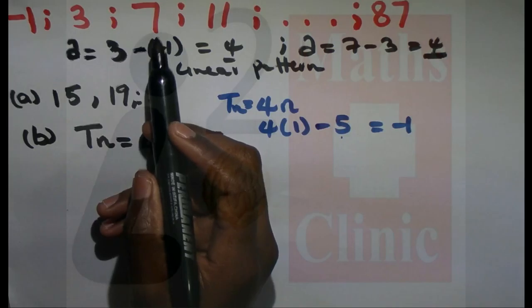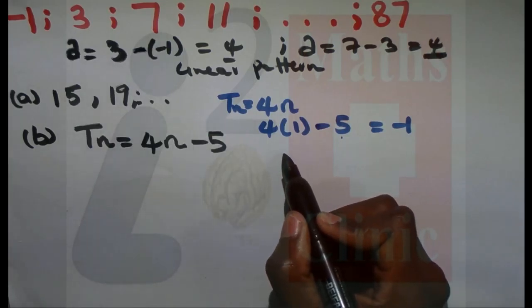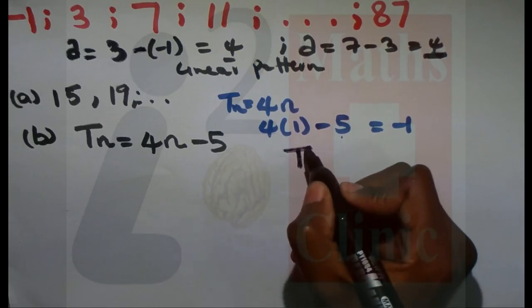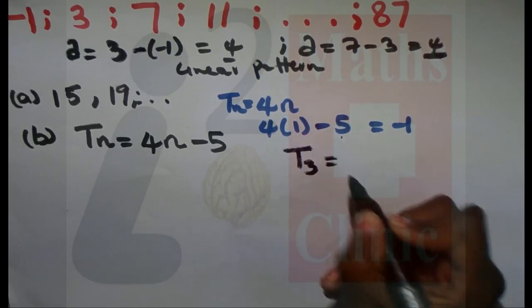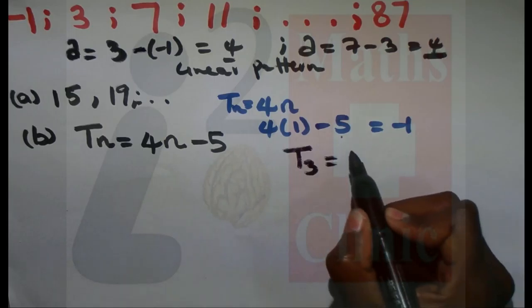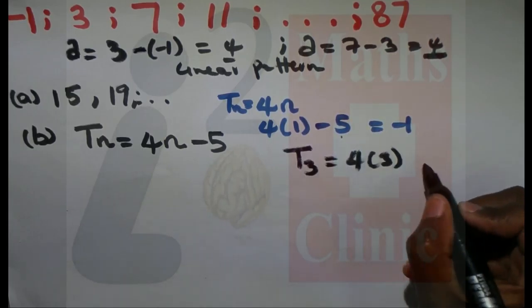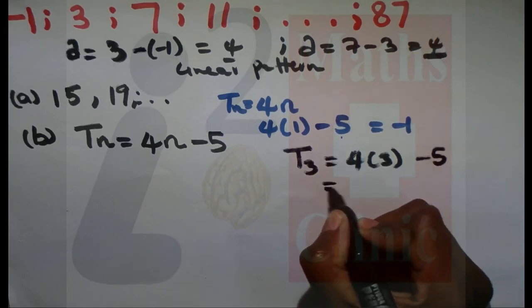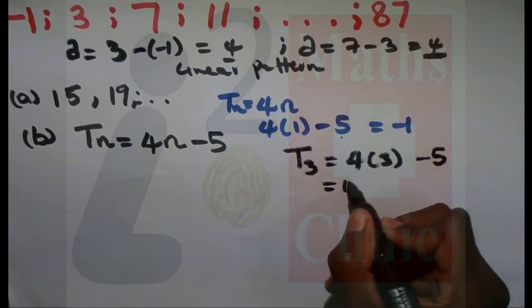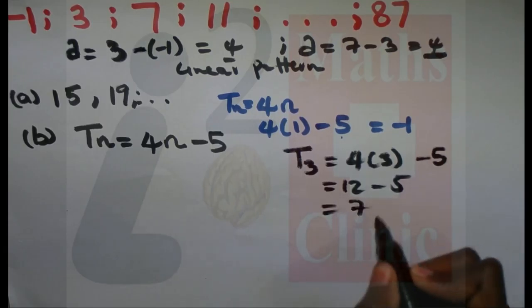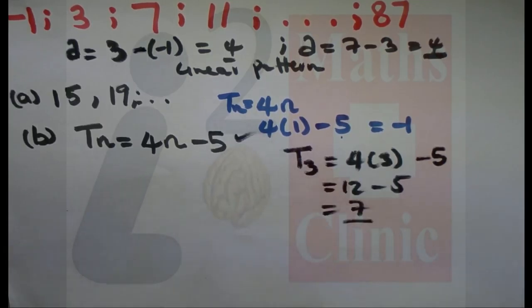Umzekelo, masithi sifuna leya yesithathu. Leya yesithathu mos ngubani? Masithi ngu term number 3. So u-n wethu ngu 3, so it's gonna be 4 times u-3 minus u-5. 4 times 3 ngubani? Ngu 12. Okay, so it's 12 minus 5. 12 minus 5 ngubani? Ngu 7. Yebo, so which means irayithi la Tn.